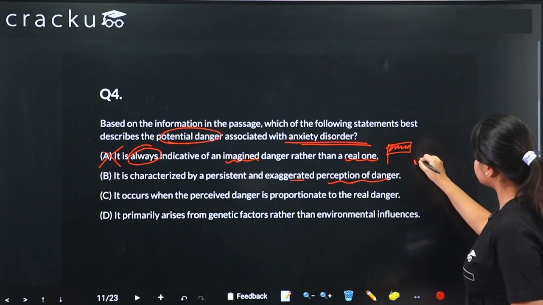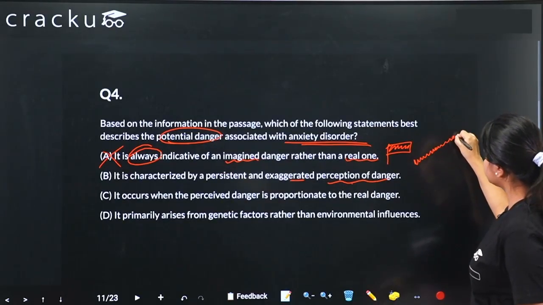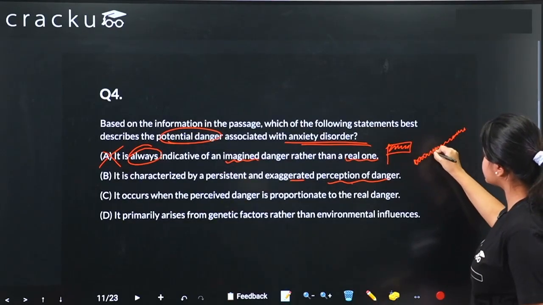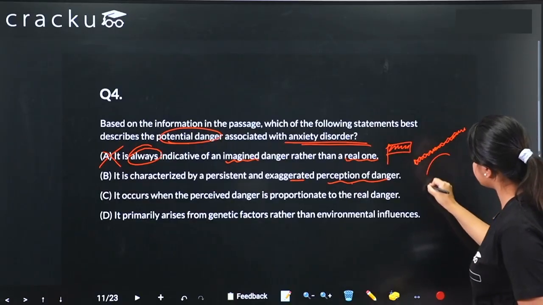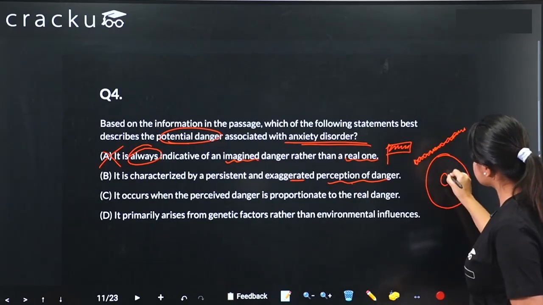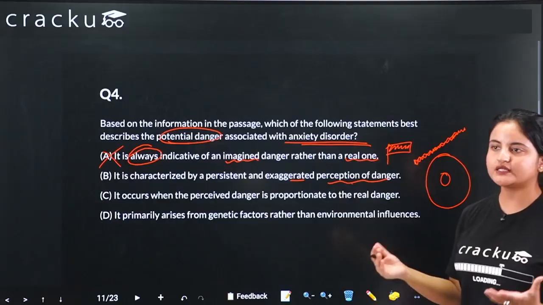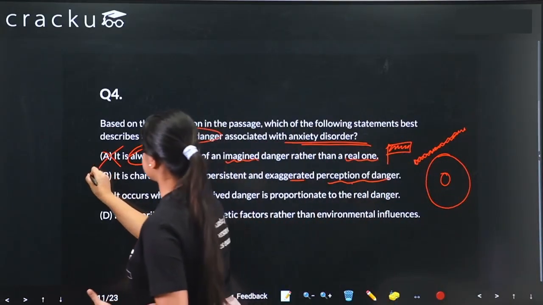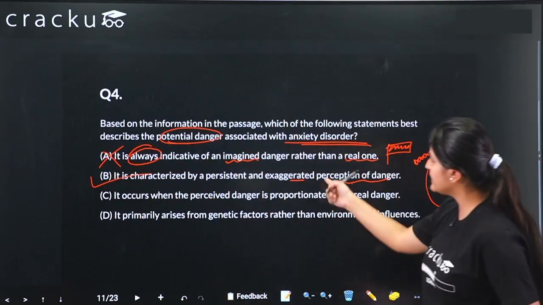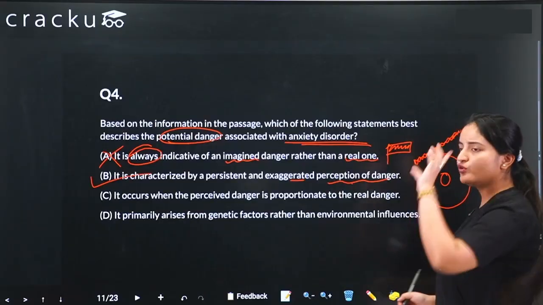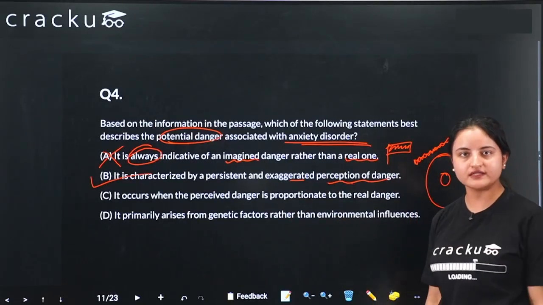Persistent also, that it is sometimes, making designs can help you remember. Persistent, goes on. Exaggerated. Danger is this, you are here. That's what we made a diagram of also. So this is right, persistent and exaggerated. And here also we can go back to the first two paragraphs and find this.